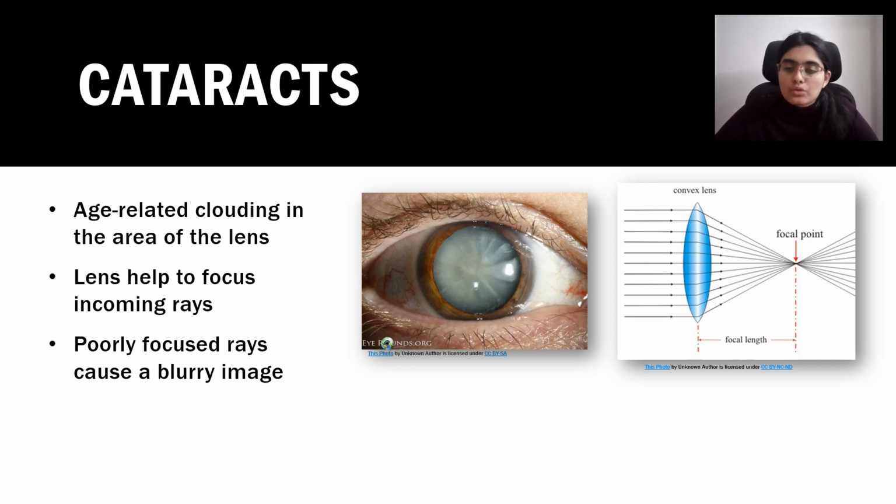What normally happens in most of us is that we have a fully functioning lens, which allows us to focus the incoming rays of light at a focal point so as to allow us to be able to see various things. It's obvious that if you have an opacity like this, there will be difficulty in focusing the incoming rays at a particular point, further leading to blurry vision and other symptoms, which we will get to in a bit. But more importantly, because of the poorly focused rays, you will have a blurry image, right?